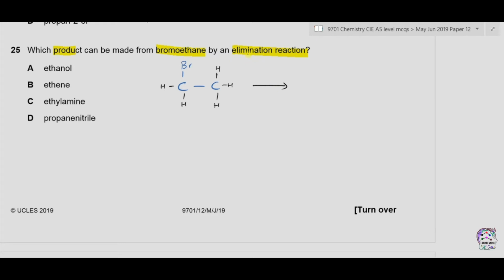Now elimination means the removal of a molecule. In this case, bromine is removed from one carbon atom and hydrogen is removed from the adjacent carbon atom, and a double bond is formed instead of a single bond. So the product will be a carbon-carbon double bond along with the removal of HBr. So we can see an alkene is formed from bromoethane, and this alkene is a 2-carbon alkene, so it is ethene. So the correct option is B.